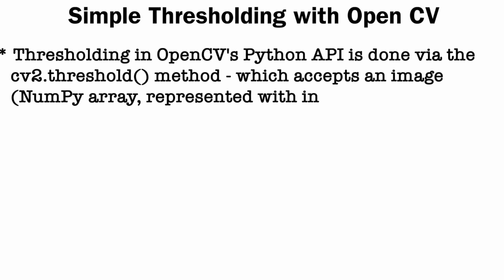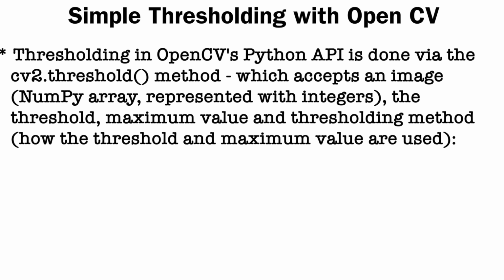Simple thresholding with OpenCV. Whenever we apply Python code with OpenCV, we go with the Python API. So, thresholding in the OpenCV Python API is done via cv2.threshold. This method accepts an image as a numpy array represented with integers, the threshold, the maximum value, and the threshold method to use. How the threshold and maximum values are found, we can see here with the code.